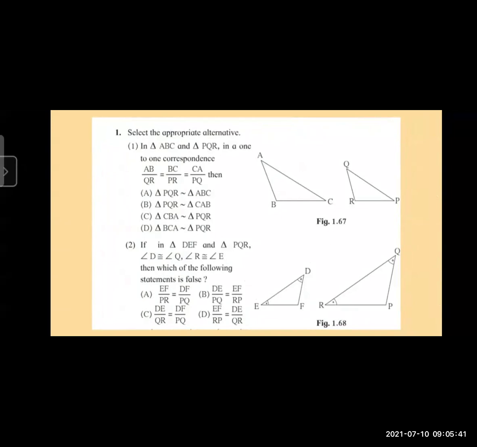So in triangle ABC and triangle PQR, in a one-to-one correspondence, the condition is given AB by QR is equal to BC by PR is equal to AC by QP. Okay, so if this condition is given, which is the correct answer?